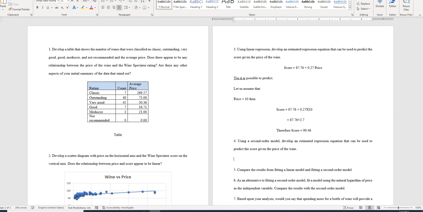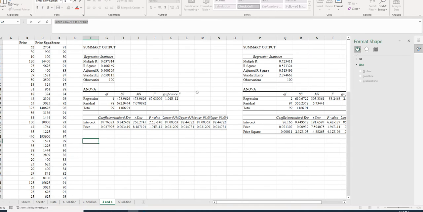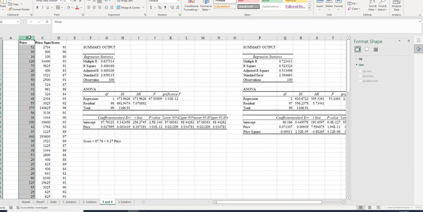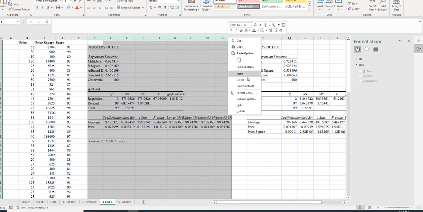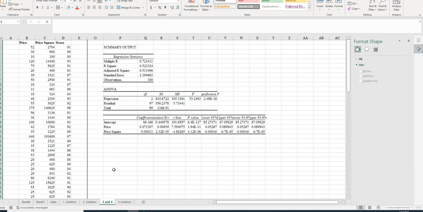Next, we will be creating the second order model. For the second order model, we take the square of the price, so 52 into 52, 52 squared will be used here. Squared values, meaning order 2 values, are developed, and we use multiple regression to create this regression equation. Okay, so what is the equation here?